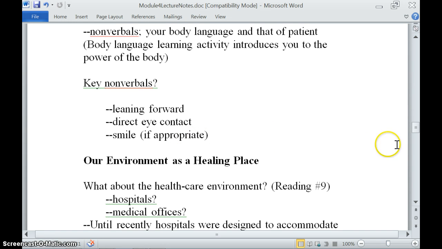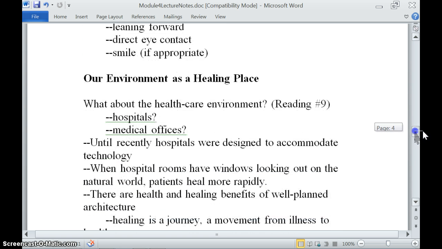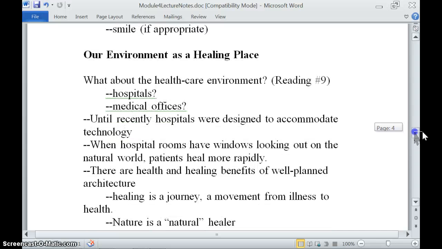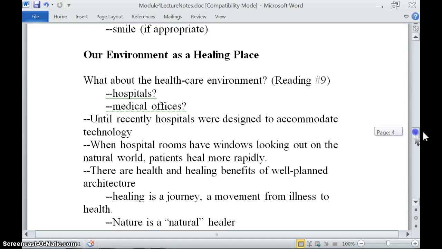So lean forward, make eye contact, smile. You can teach yourself to do these things. It's harder and harder because we're so used to looking down at our phone and texting, right? But there's lots of things you can do to get better at communicating. So that's the essence of human connection in terms of poor communication, good communication, body language, verbal listening. Then we get into the environment.